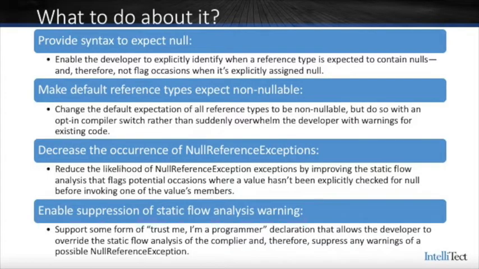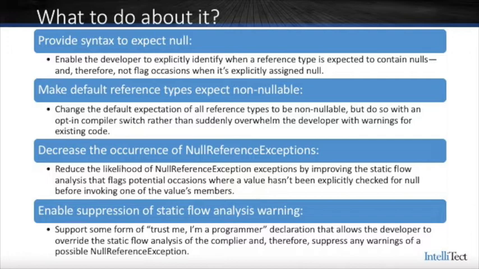So, what are we going to do about it? First, we need to provide a syntax to expect null. And it's important that you understand that I'm not saying we need to provide a syntax to not expect null. We need to provide a syntax to expect null, which means by default, if you declare something as a string, it does not expect null. So we need to provide a syntax that does expect null, and it's fairly obvious what we're going to do. We're going to add a question mark. And if you add a question mark to a reference type, you're saying, this is nullable. And if you don't have the question mark, you're defaulting to saying, this is not expected to be null.